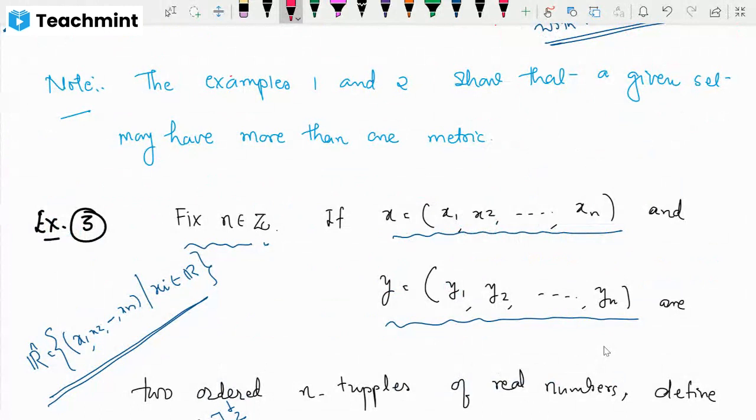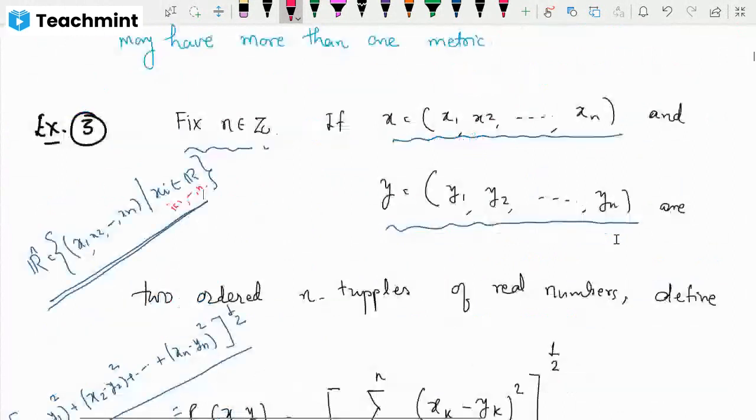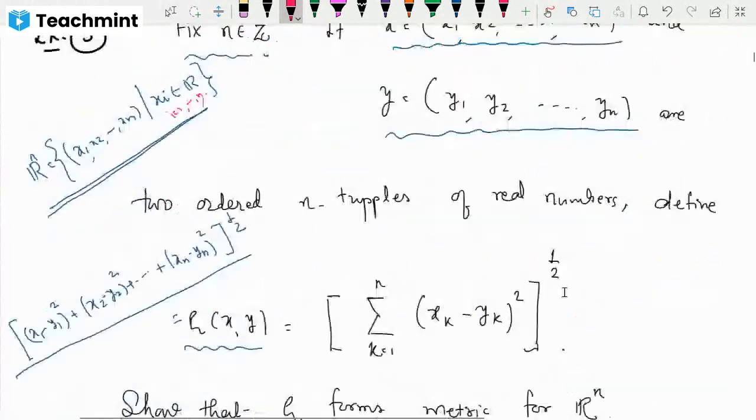R^n is the set of all ordered n-tuples of real numbers. So it contains all ordered n-tuples (x1, x2, up to xn) where xi belongs to R and here i varies from 1 to n. And we define a metric for this set R^n. So how do we define this?